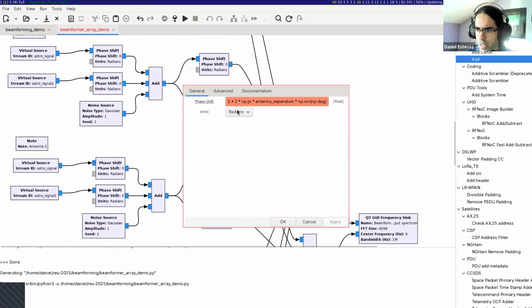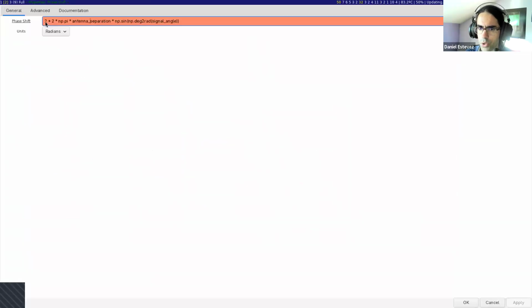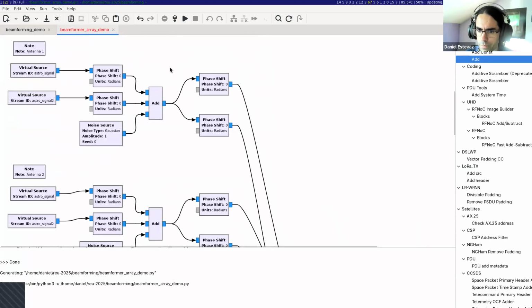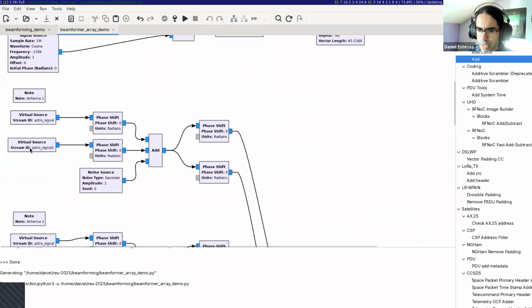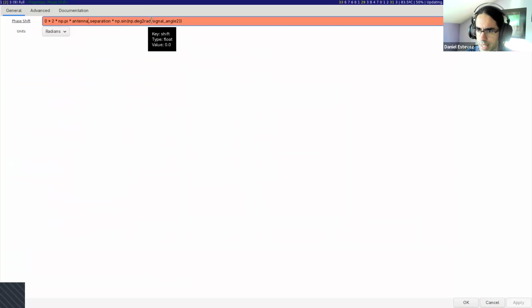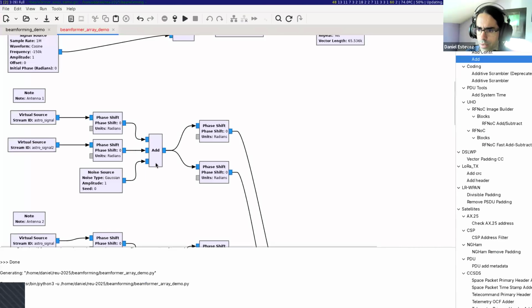On antenna 3, we have 2 times 2 pi d sine of signal angle, etc., etc. What else do we have? We have astronomical signal 2. It's the same thing, but in the formula, we have the signal angle 2. So I'm simulating different angles of arrival for each of the two signals. We will be able to separate them and see how we can use beamforming for that.